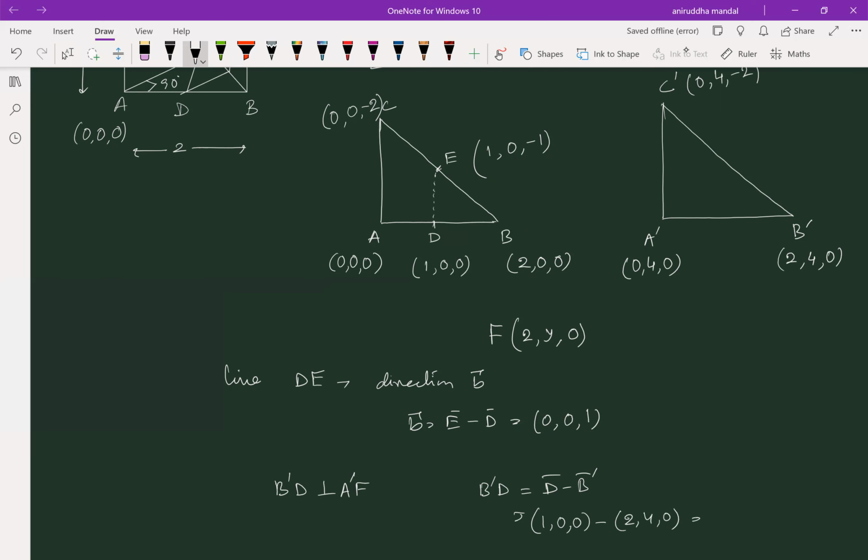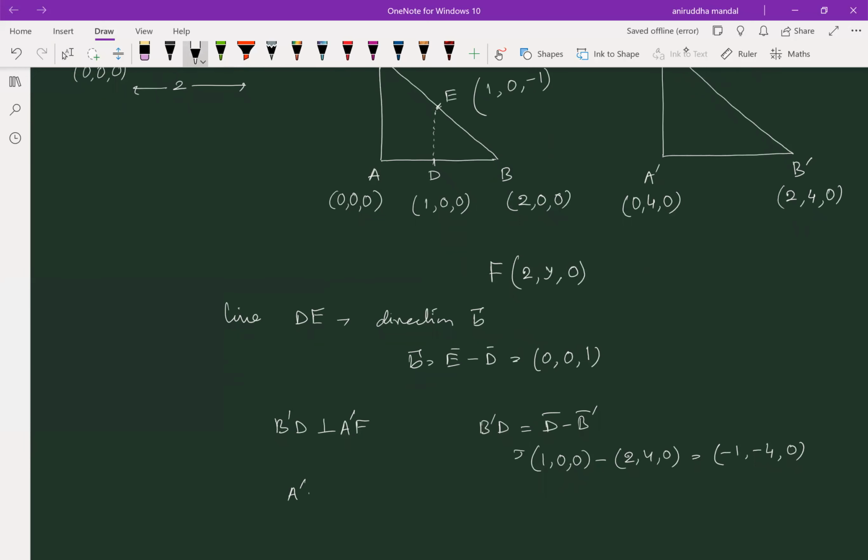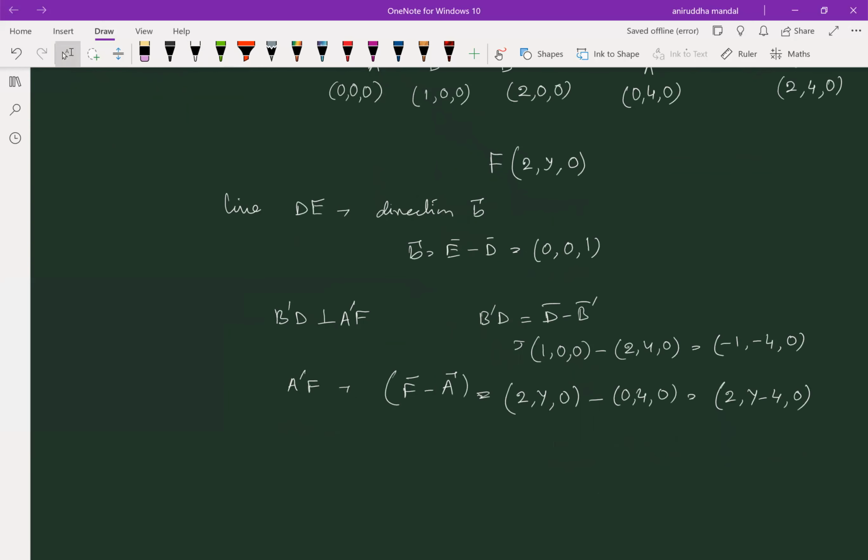Okay, so this is (-1, -4, 0). So this is the b dash vector, and a dash f vector is f vector minus a dash vector. Okay, so f vector is (2, y, 0), minus a dash vector, which is (0, 4, 0). So this is (2, y - 4, 0).